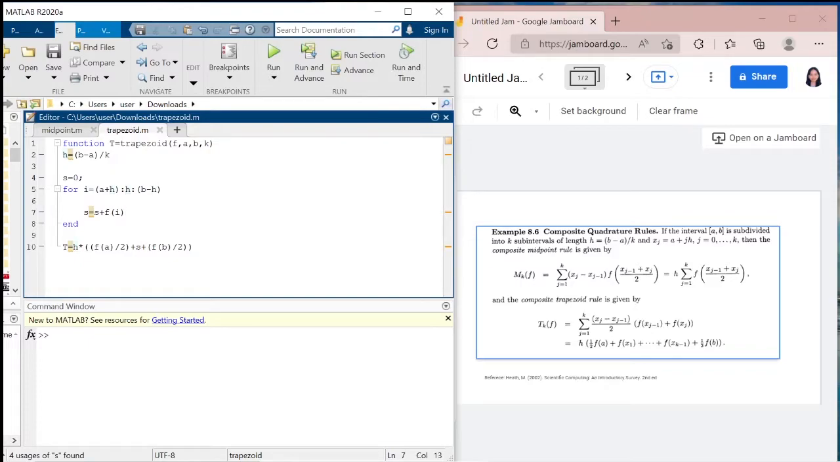The summation is now the previous value of S plus the value of f of I. T is now H multiplied by quantity 1/2 f of A plus the summation we got plus 1/2 f of B. Now let's try this problem.